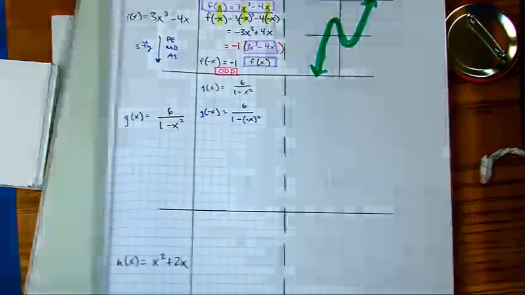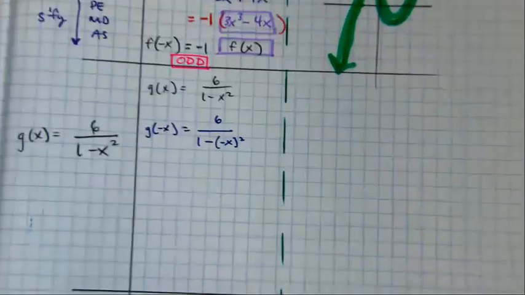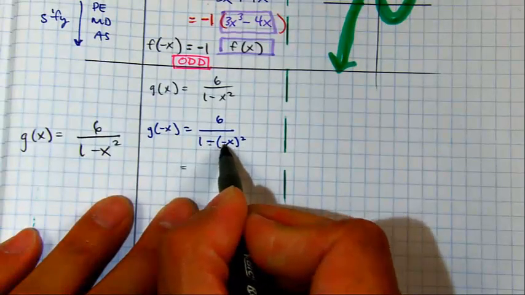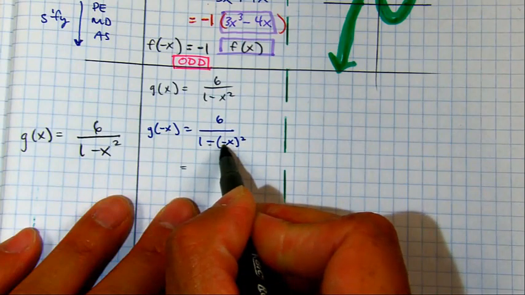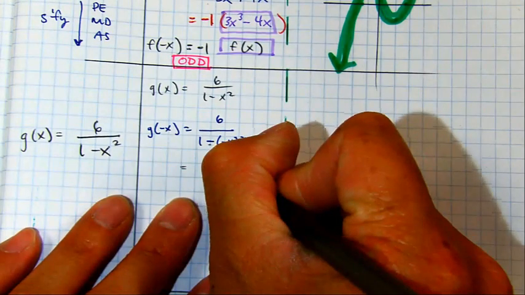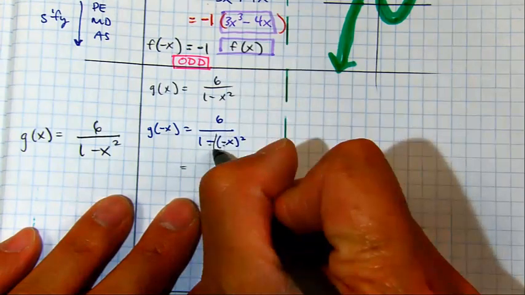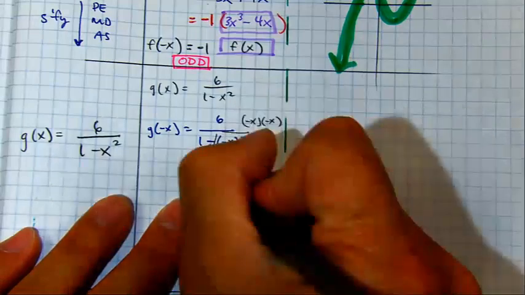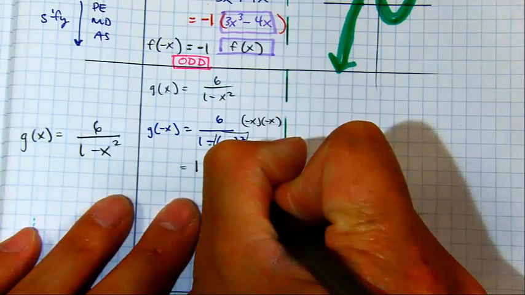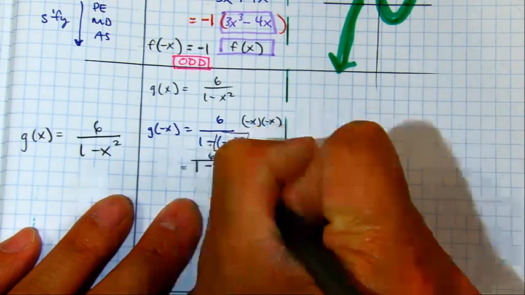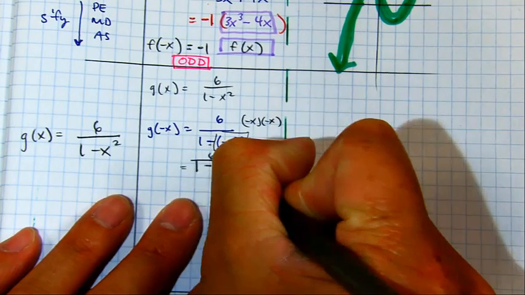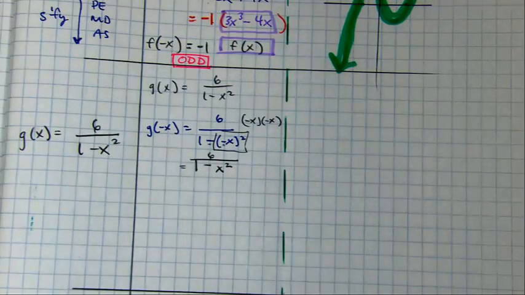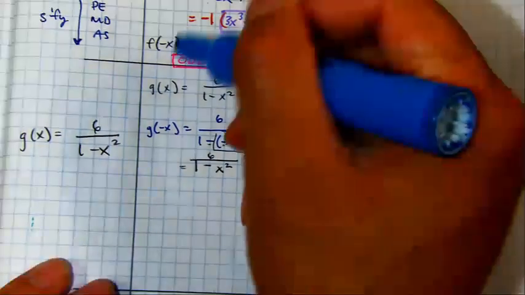And then the even power cancels the negative inside. The negative x, yes. It's going to cancel the negative sign, because that basically means negative x times negative x, right? So it's going to be the same: 6 over 1 minus x to the power 2. Good. Okay. Now what? Which is the same. The negative and the positive are the same, so it's even.